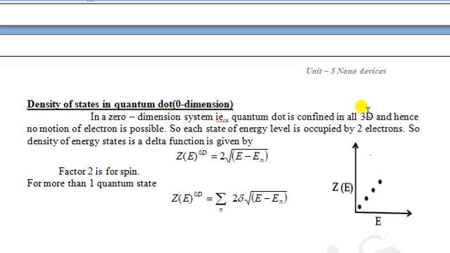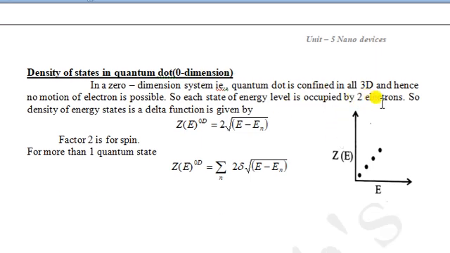Density of states in zero dimension, that is called a quantum dot. Here the movement of the electron is confined in all three dimensions. Hence the motion of the electron is not possible. When all the sizes are reduced to nanoscale, the movement of the electron is confined. Since it cannot move, no motion of the electron is possible. That is called a quantum dot, a zero-dimension particle. So we have only one energy level, and in this we have two electrons, so each state of energy level is occupied by two electrons.